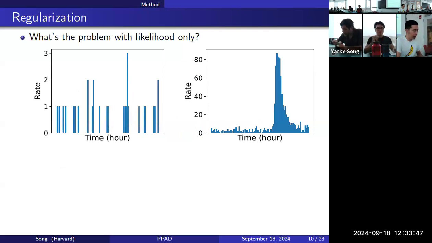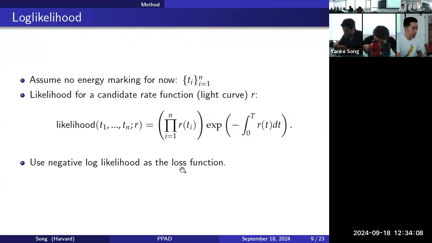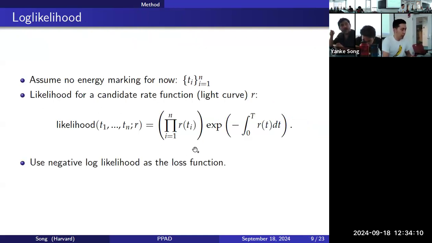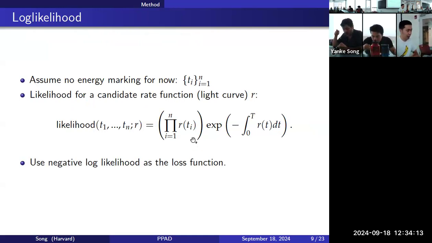But the problem is that likelihood only is not enough. Because let's consider, for example, this event here. Suppose I'm fitting a light curve that has very large values exactly at those arrival times and has 0 values elsewhere. Then if you look back at this likelihood, it is going to be very high because I'm having a high rate at exactly those arrival times. And because I'm having 0 elsewhere, this is basically going to be 0, or a very low value. So this likelihood is going to be very high.